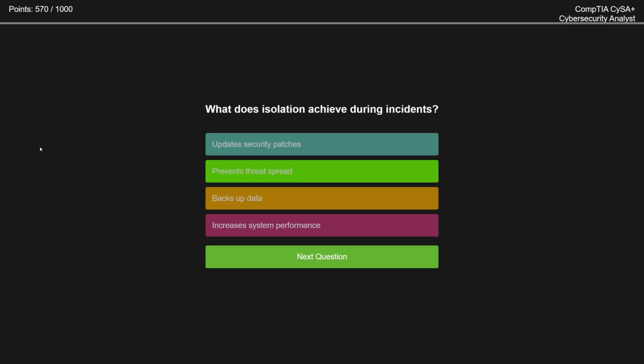That one ran out because I wasn't reading the questions really, but prevents threat spread. Isolation, because if you don't isolate it from the network, then the threat could spread. If it's a network-based vulnerability or exploit, it could spread. So it's always best to isolate the network, right?